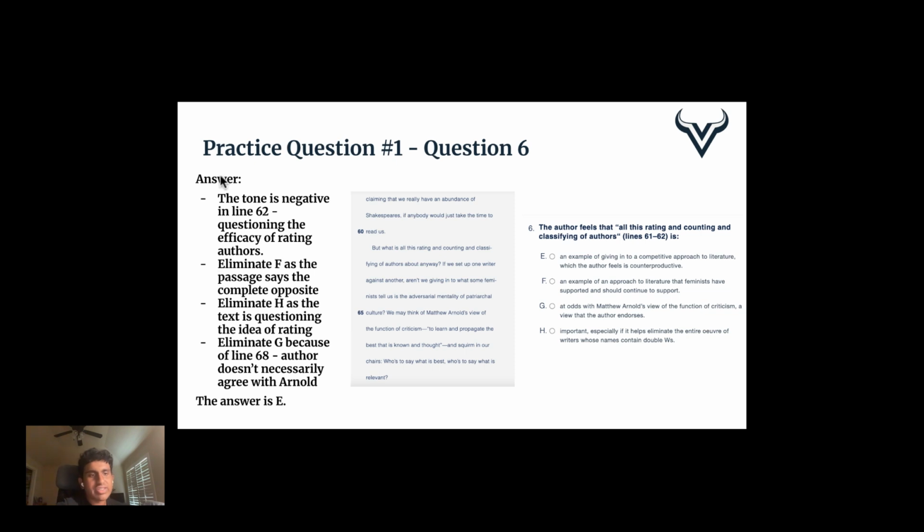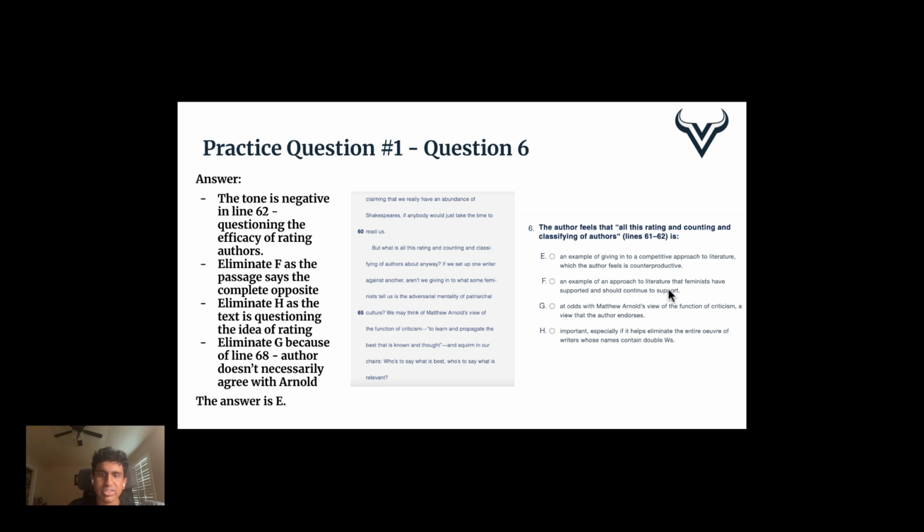So I'll answer it now. So the question was, the author feels all this rating and counting and classifying of authors in lines 61 to 62 is, and the answer choices looking at it are, an example of giving in to a competitive approach to literature, which the author feels is counterproductive.